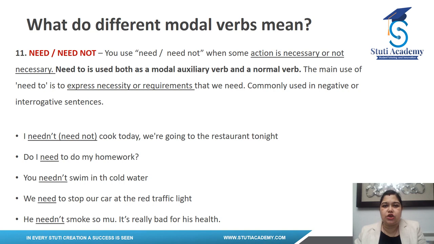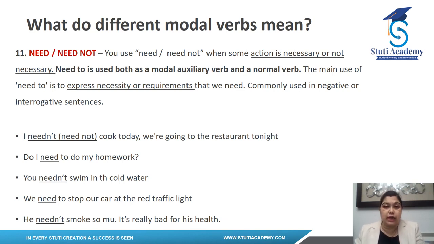Need and need not are used for necessary actions. Need is used both as a modal auxiliary verb and as a normal verb. The main use of need is to express the necessity or requirements of something that we need to do. You will generally use need not or needn't for negative sentences or interrogative sentences.